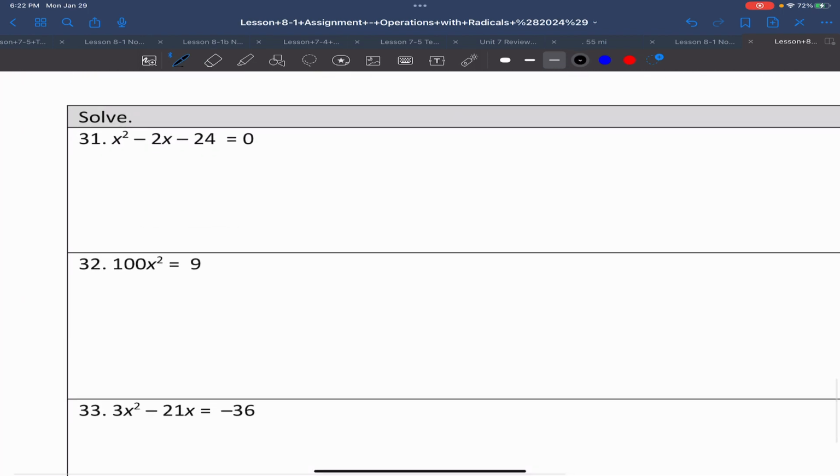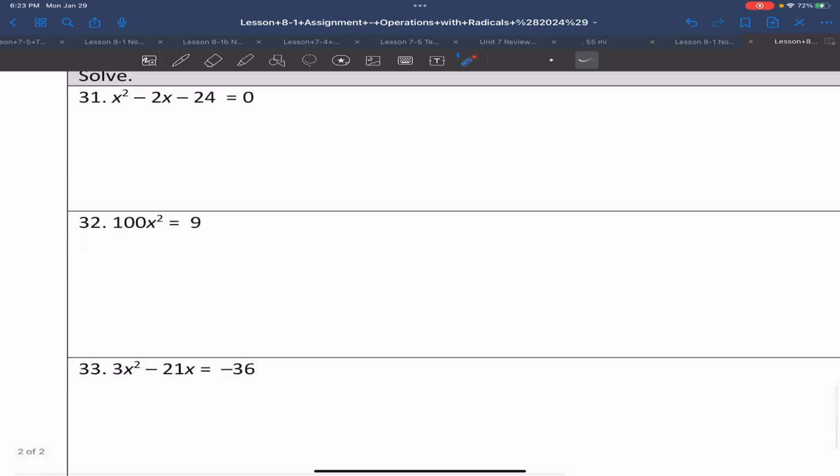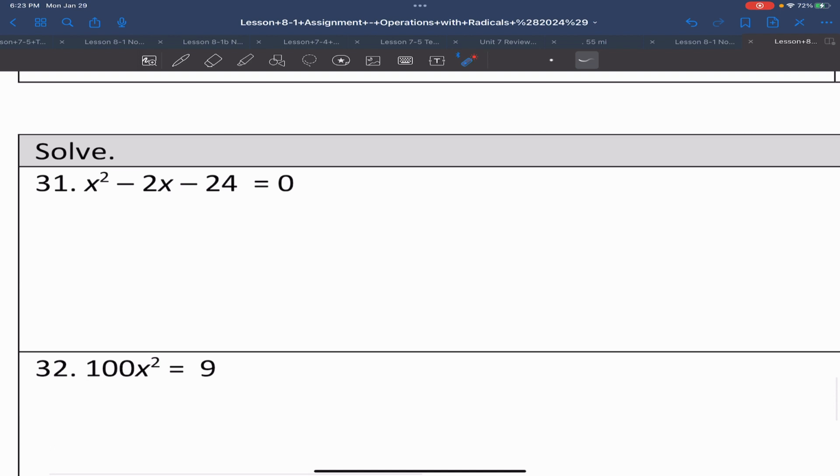All right, 31, 32, 33. You're basically solving. You need to make sure that the other side is 0. If not, you're going to be subtracting, or you're going to be adding to make sure that it is 0 on the other side. If I were to look at something like this over here, suppose this was x squared minus 2x equals 24. Well, when you're solving, you need to make sure that this 24 goes away. And to do that, you need to subtract both sides by 24.